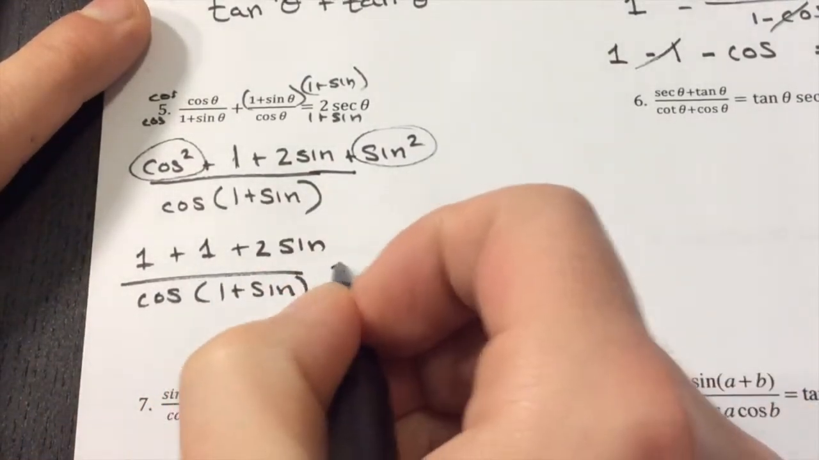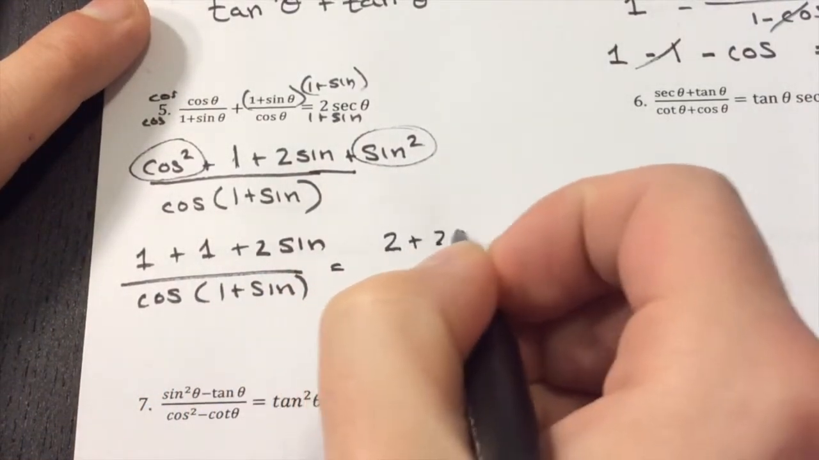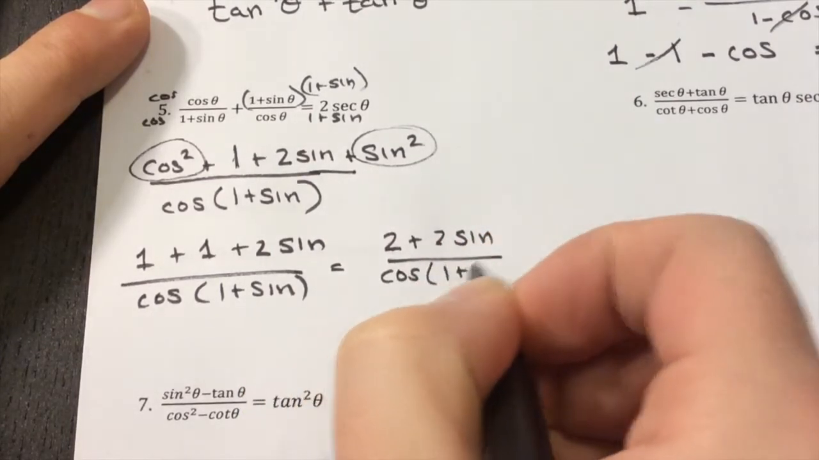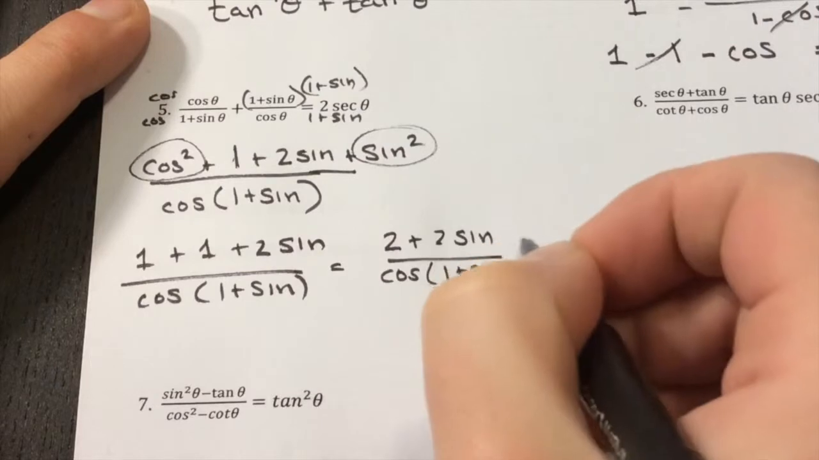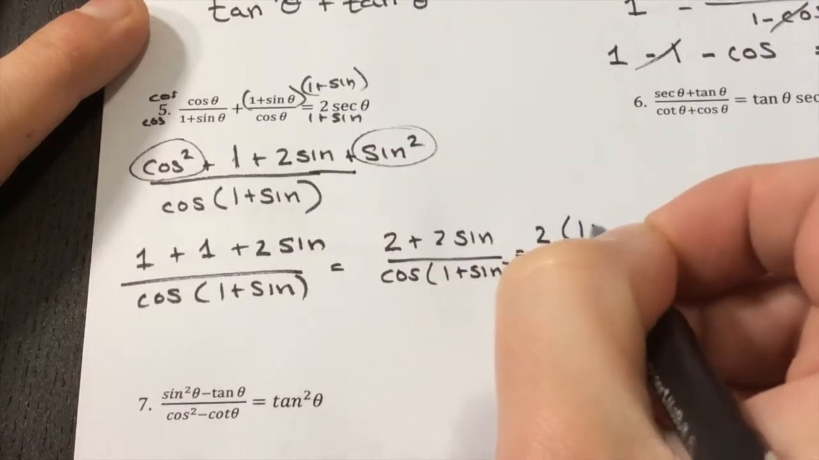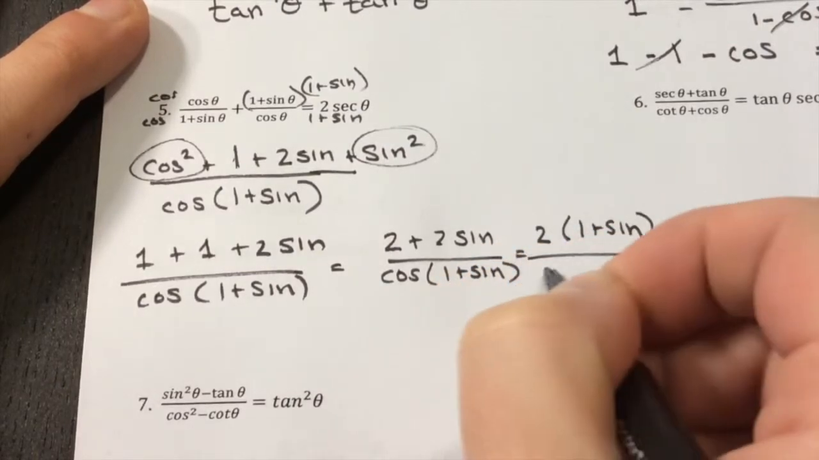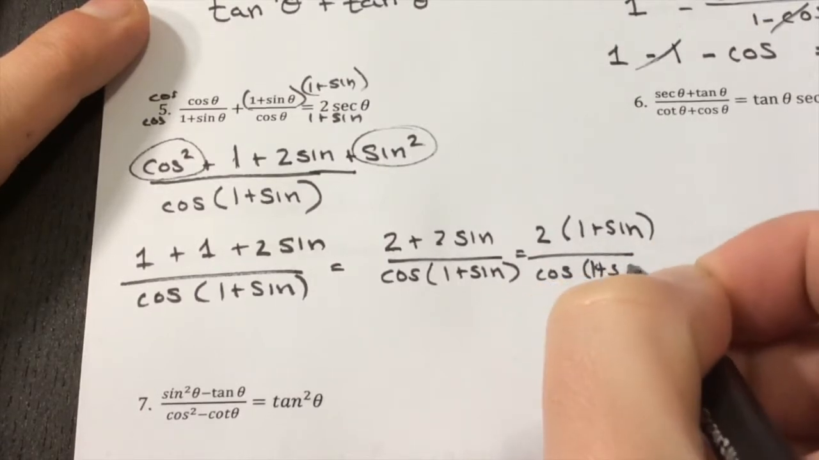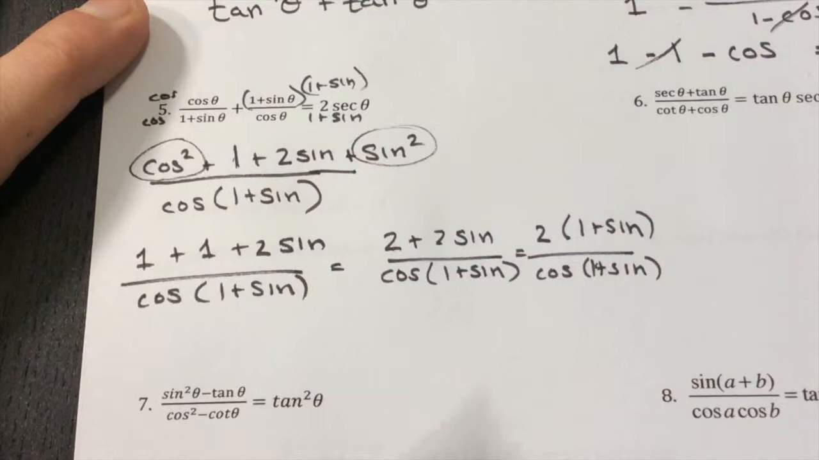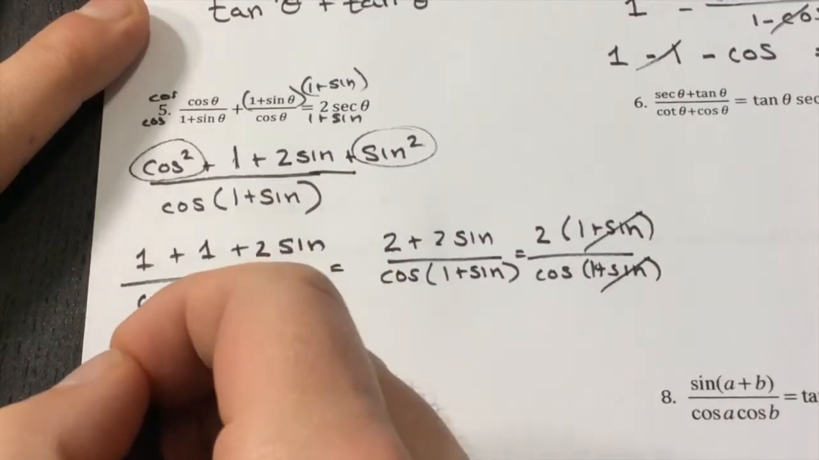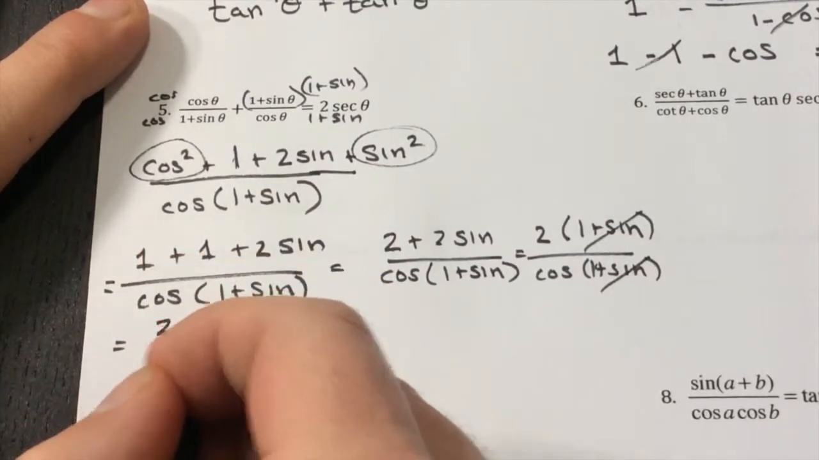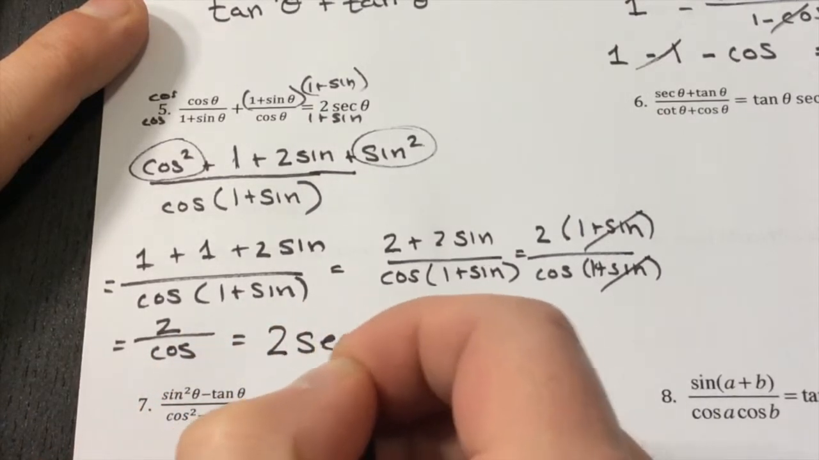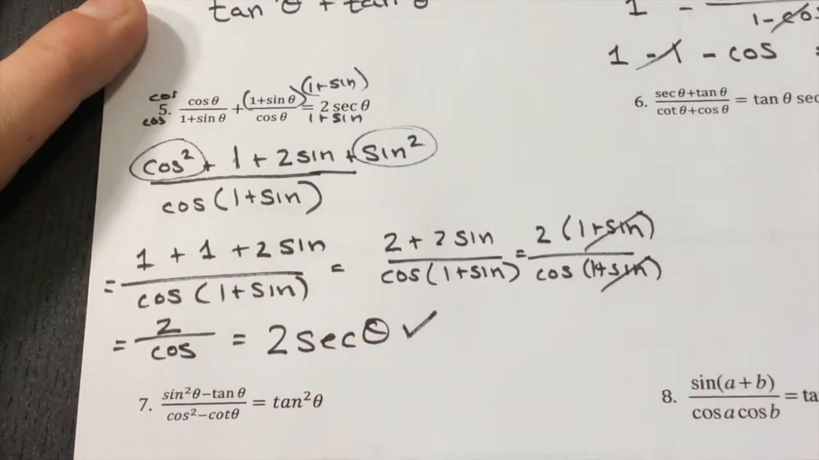1 plus 1 is 2, so that's 2 plus 2 sine. Factor out a 2 on the top, 1 plus sine, over cos 1 plus sine. These cancel, so I'm left with 2 over cosine, which is 2 secant theta, which is what I want.